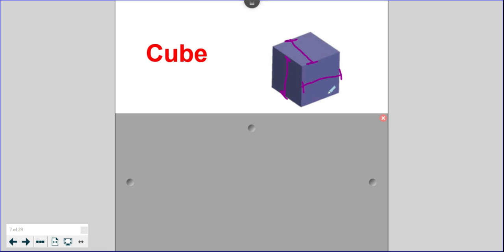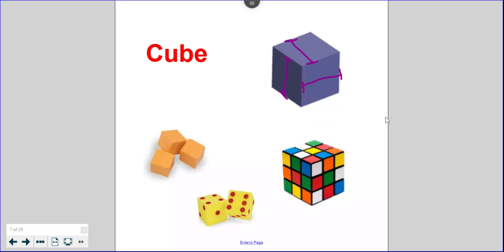So, can you think of anything that you've played with or seen that is the shape of a cube? Hmm. Let's take a look under this curtain. Well, here are some great examples of cubes. This is something called a Rubik's Cube. And as you can see, it has three dimensions, top to bottom, side to side, and front to back. You can measure it three different ways.